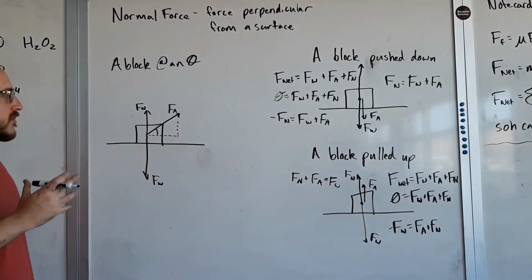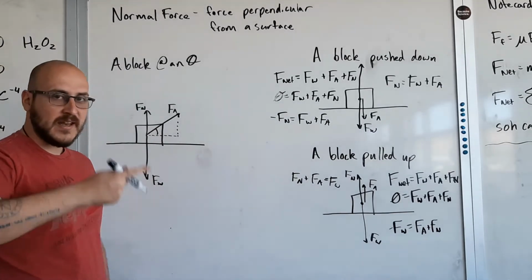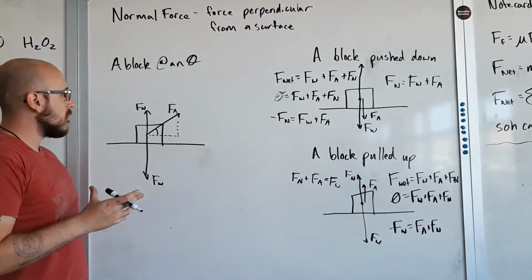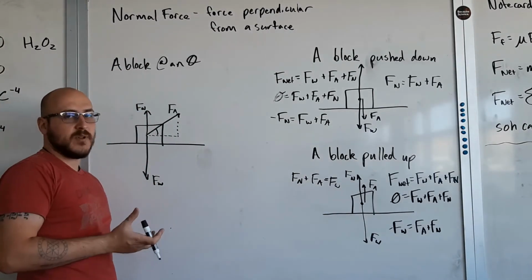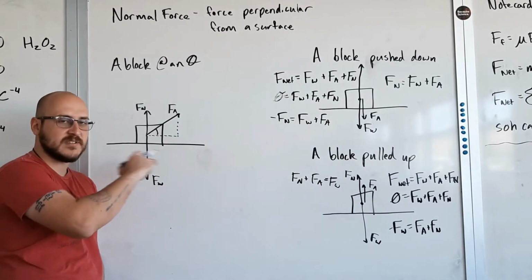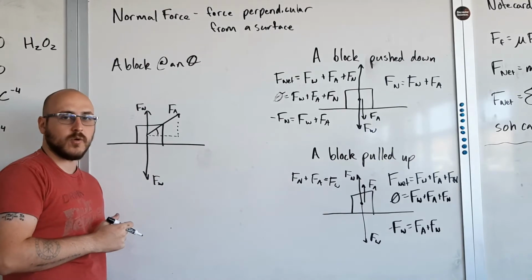Our total up and down, because this block is staying on the ground, not accelerating up or down, our total force on this block needs to equal 0, at least vertically. We may have some side-to-side forces. That has no impact on your normal force.